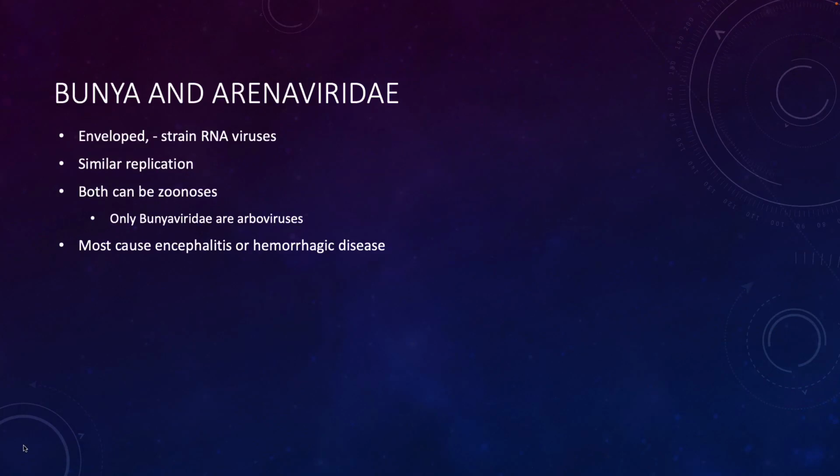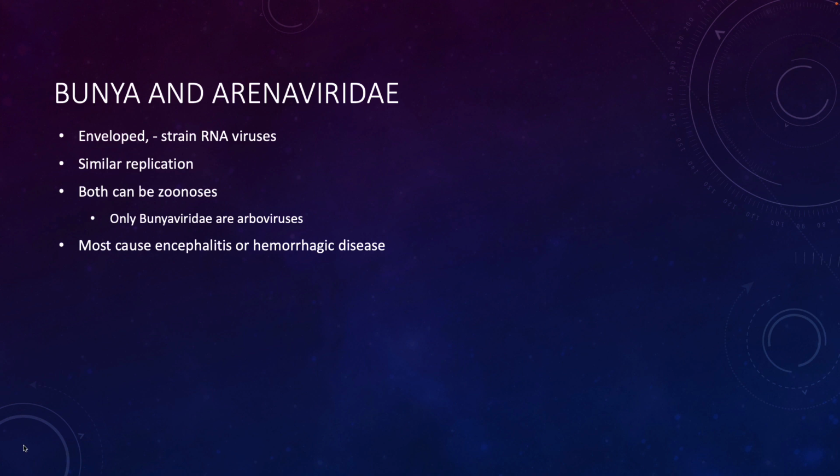The other families of arboviruses that we'll talk about are the Bunyaviruses and Arenaviruses. These are enveloped negative sense strand RNA viruses. They have similar replication to all of the other negative sense strand RNA viruses. They can both be zoonotic infections.